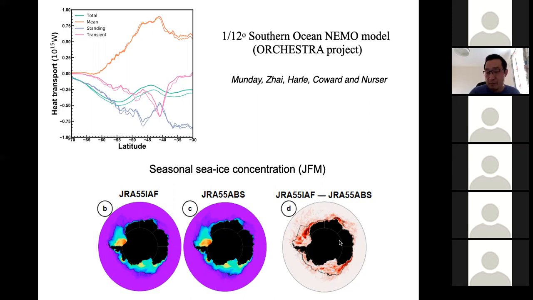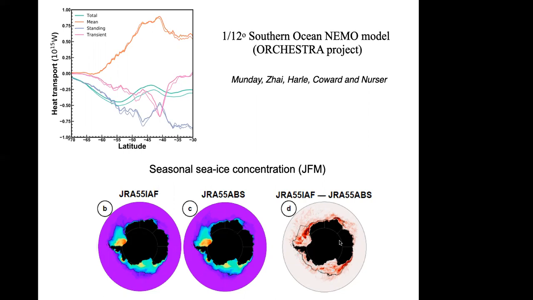Whether this actually improves the sea ice concentration compared to observations, it does in some areas, but makes it worse in other areas. So although we think we should use relative wind stress, it's not guaranteed it's going to improve the model performance.